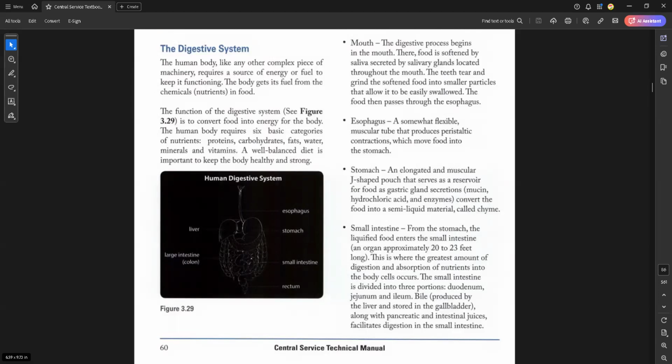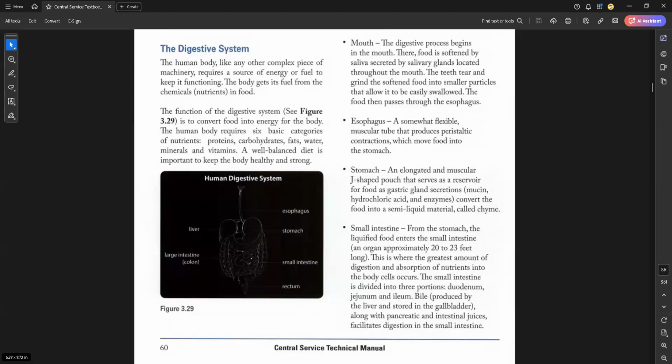It's only when the food changes into liquid. The solid food is in the stomach. Enzymes, glands, and secretions break it down into liquid. They go into the small intestine. That's where the body is going to say hallelujah, hooray, hooray, hooray. It's going to be happy, going to absorb it. That's where the absorption will take place. This is where the greatest amount of digestion and absorption of nutrients into the body cells occurs.